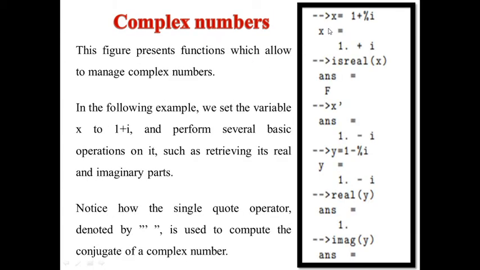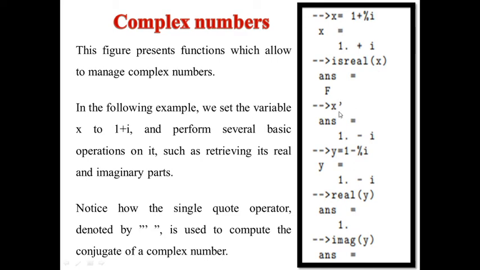Next example. In this figure, you can see how the complex number will be. Here we set the variable x equal to 1 plus i. This i has to be represented with a percentage sign. That is what we studied. Complex numbers should be represented with this. And you can perform many operations, such as retrieving and storing the imaginary parts. What we have done here is checking whether this x is a real value or not. If it is a real value, it will give the answer as true. If it is not a real value, it will give the answer as false. So this is not a real value.